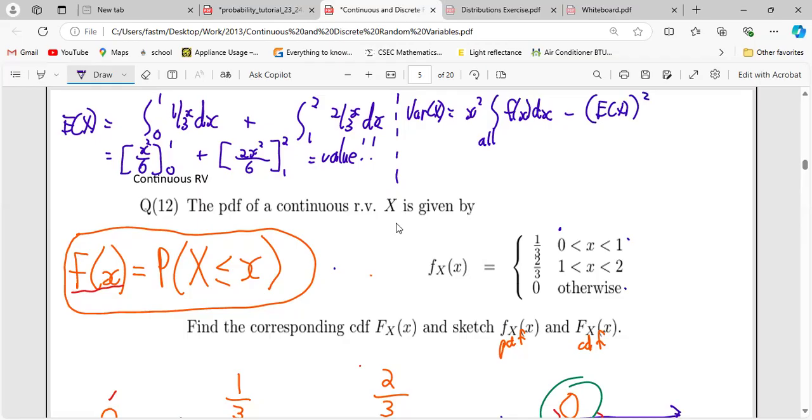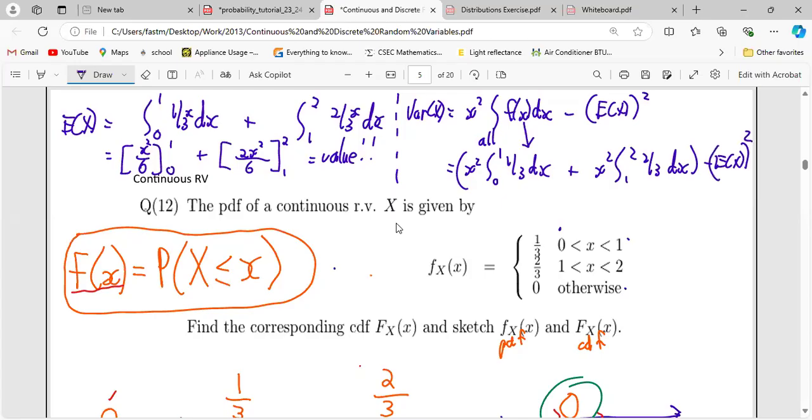It's just the same equation as before, x times the integral of f(x) dx, which is the expectation. So for the variance, the first piece is the x squared, and then the expectation, but it's the same thing as before. You do x squared, integral from 0 to 1 of 1/3 dx, plus x squared from 1 to 2 of 2/3 dx. And then after that, you just subtract whatever you get for the expectation, all squared, and that is the variance. So that is the same concept as before.